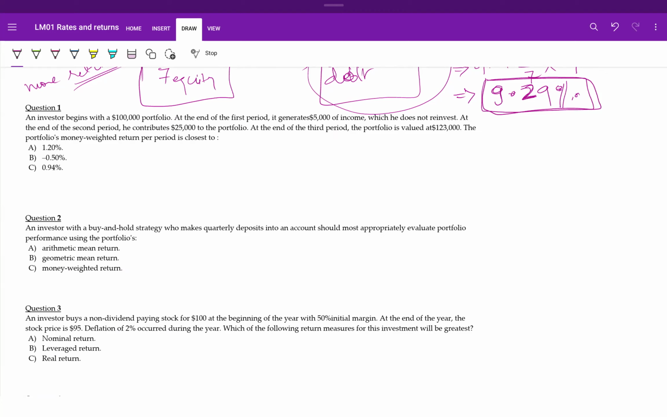The portfolio is valued at how much? We actually have to calculate the money weighted return. Just give me a moment.